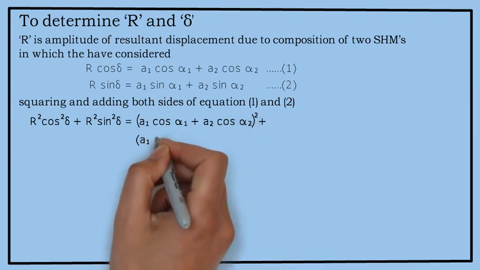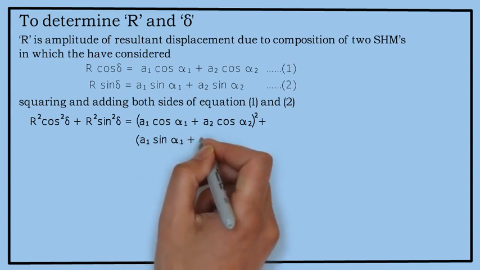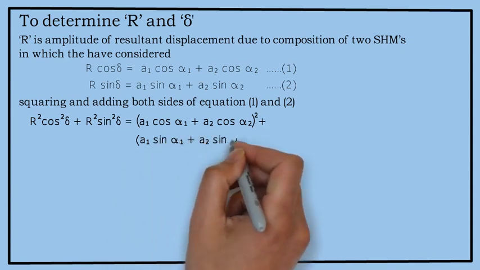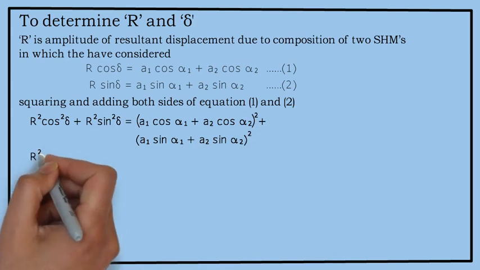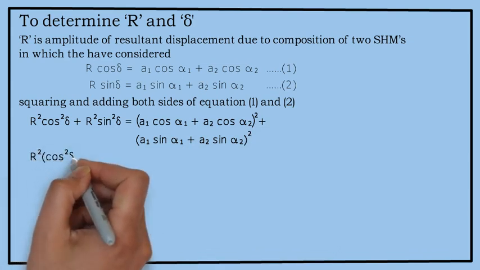Now when you add this, take r square common in the left hand side. What is left in the bracket? That is cos square delta plus sine square delta. That becomes 1. Now come to the right hand side.